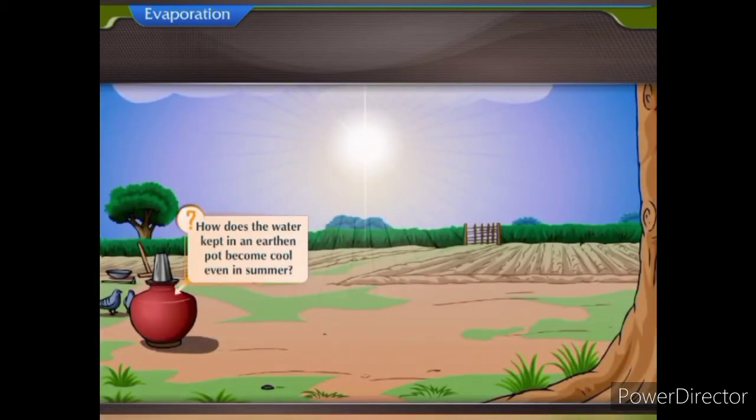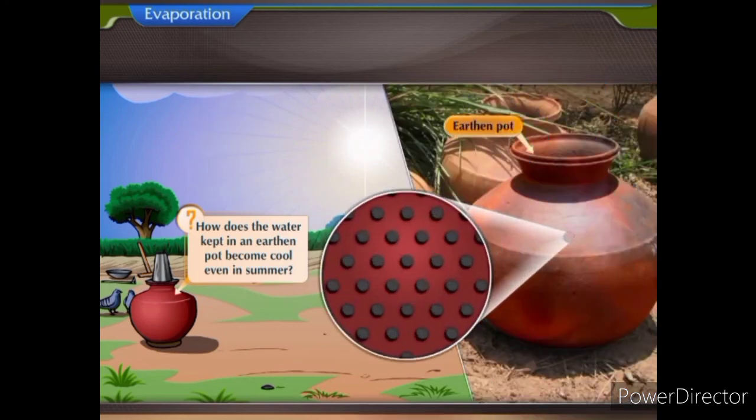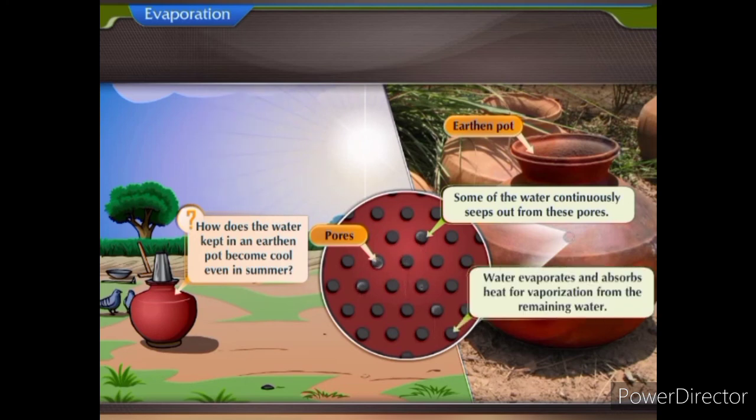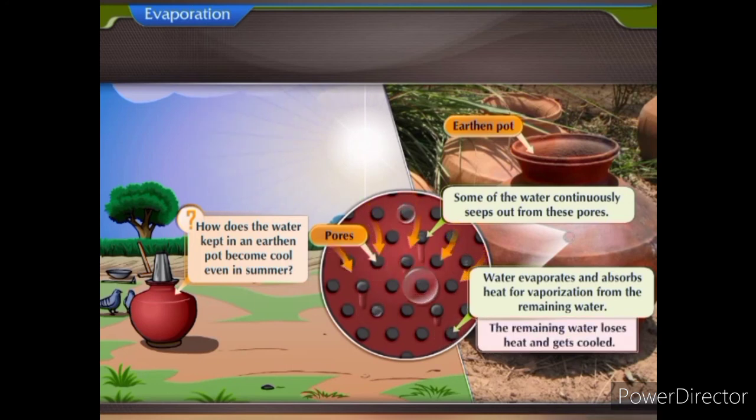How does the water kept in an earthen pot become cool even in summer? The earthen pot has small pores in its walls. Some of the water continuously seeps out from these pores. This water evaporates and absorbs heat for vaporization from the remaining water. Thus, the remaining water loses heat and gets cooled.